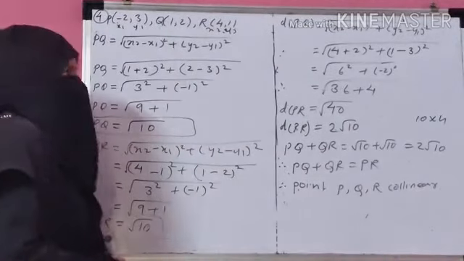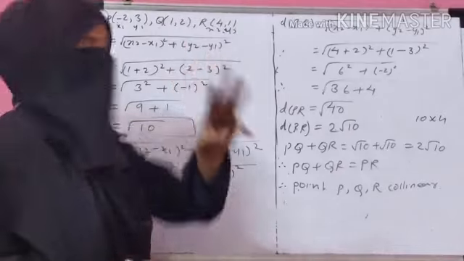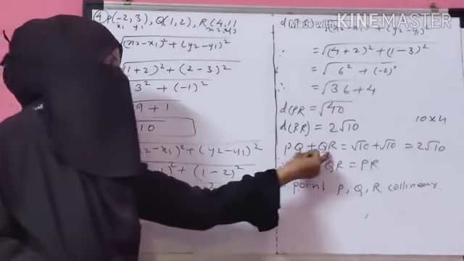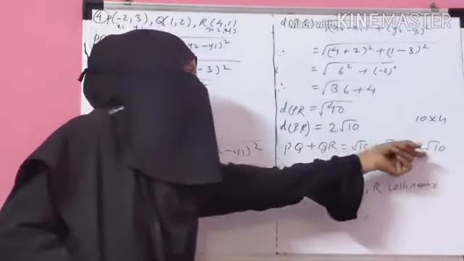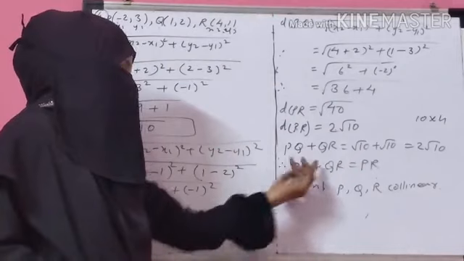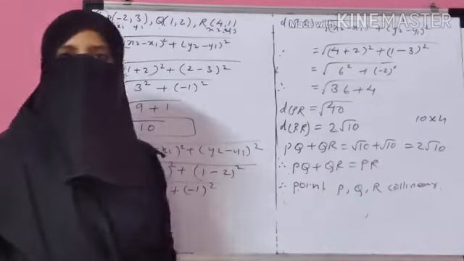Now understood. First of all, convert the 3 points into 3 segments. Find the distance by using the distance formula. Then add the smaller distances. If the addition of the smaller distances is equal to the greater one, so right here, the addition of 2 distances is equal to the third one. So therefore points are collinear.